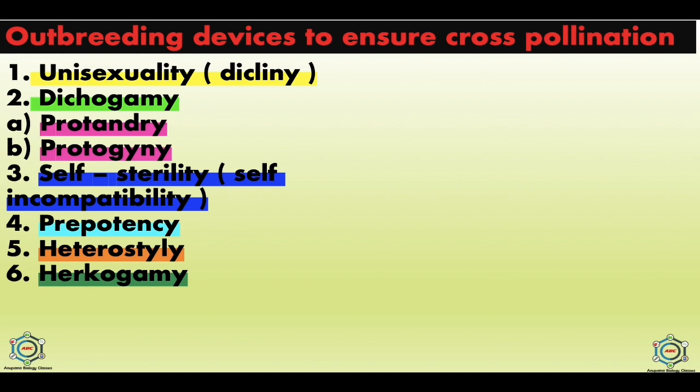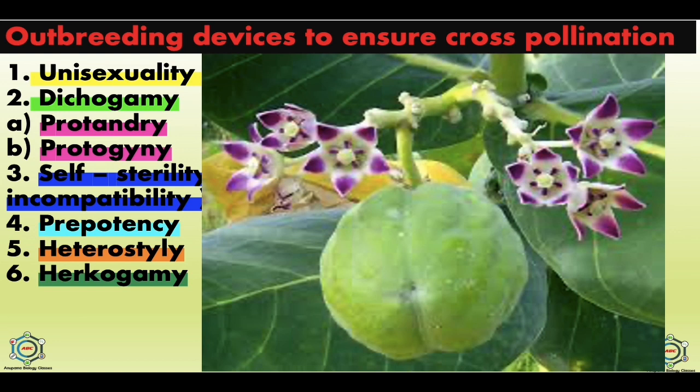Next is herkogamy, which is last. And here, a mechanical device prevents self-fertilization and favors cross-pollination even in a homogamous flower. So, extrorse dehiscence of anther, in the picture you can see, this is the picture of Calotropis, and in case of many orchids also, pollen grains occur in a sac, and this sac is known as pollinia, which we discussed earlier. And here, the two adjacent pollinia are attached to form a translator, which can be lifted by insects only.